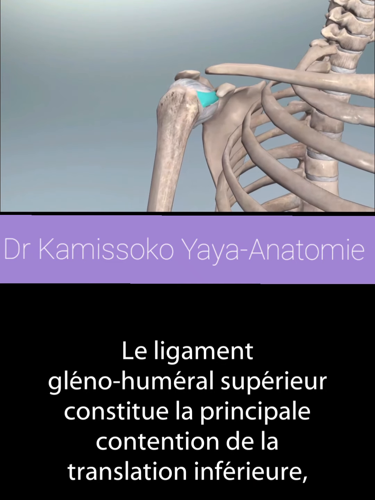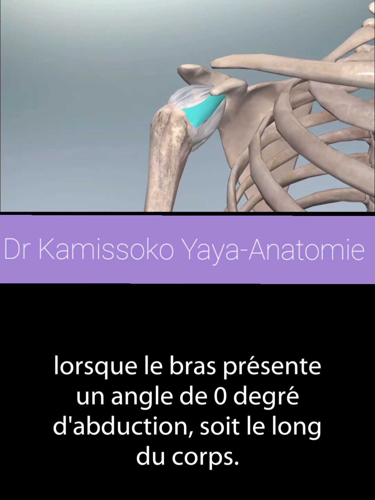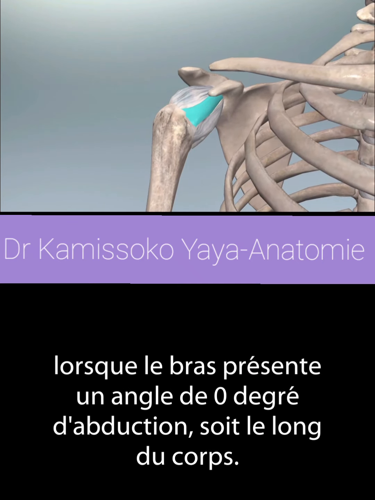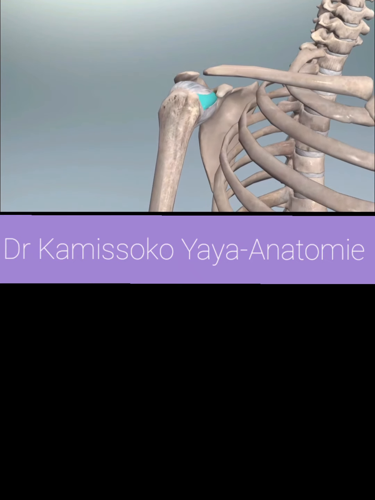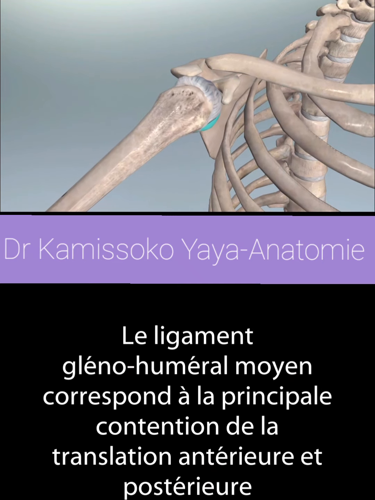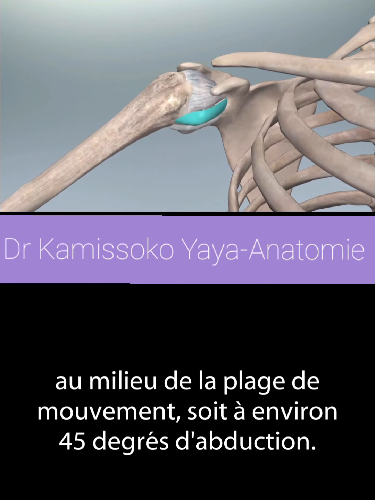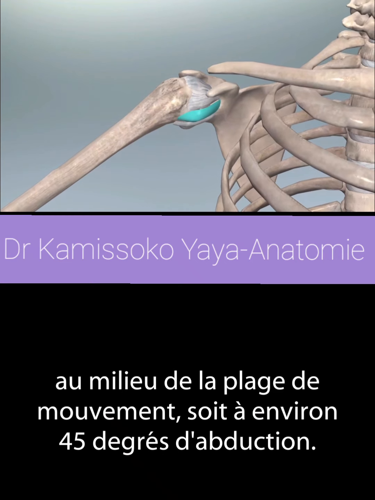The superior glenohumeral ligament is the main restraint of inferior translation with the arm at 0 degrees of abduction, or by the side. The middle glenohumeral ligament is the main restraint to anterior and posterior translation at mid-range of motion, or about 45 degrees of abduction.